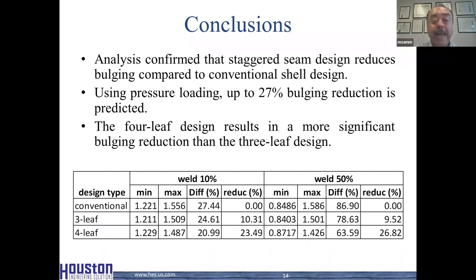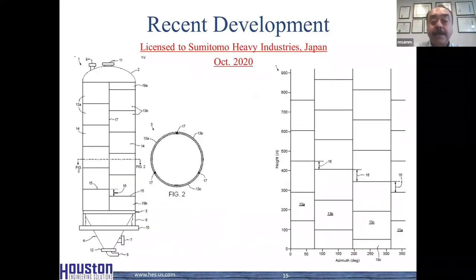So the conclusions we have is that the analysis confirmed that staggered seam design reduces bulging compared to conventional shell design. That is clear from the analysis. And using pressure loading for the simulation of bulges, we were able to achieve up to 27% bulge reduction compared to conventional shell design. We also confirmed that the four-leaf design results in a more significant bulging reduction than the three-leaf design. So these are the conclusions of the study.